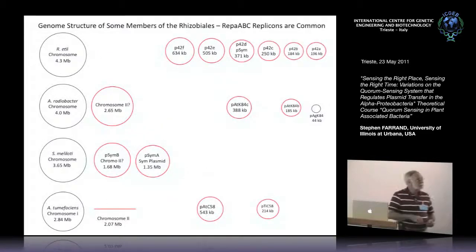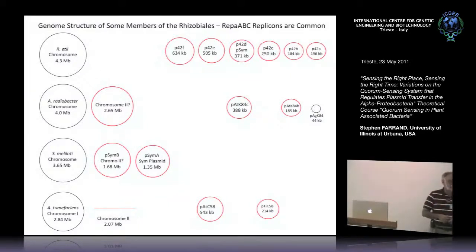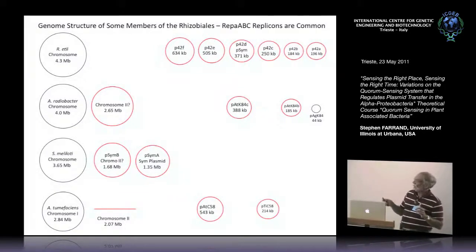All right, just to give you a feel for what genomes look like in some of the Alpha-Proteobacteria and how these plasmids contribute to this, I list up here a number of members of the Rhizobiales, and I show you the primary chromosomes of these bacteria. All of these elements that are circled in red are plasmids or chromosomes that carry and replicate from Rep-ABC type replicators. So for example, this one has a primary chromosome, and then it has 6 plasmids. Each one of them replicates from a Rep-ABC type replicator.